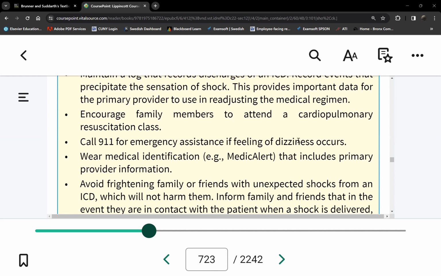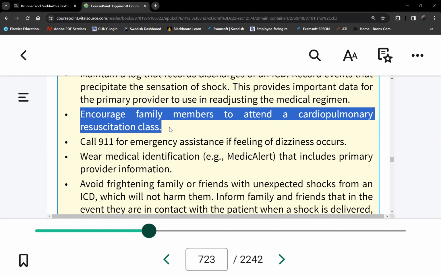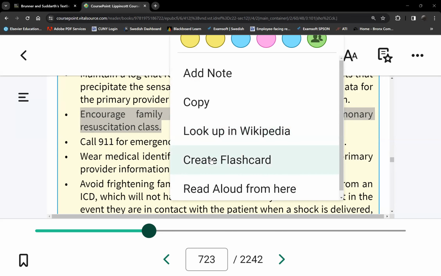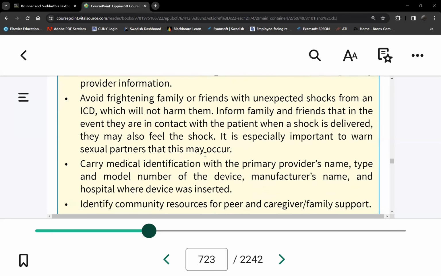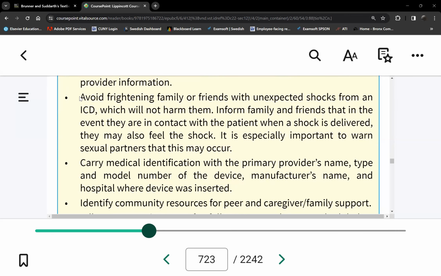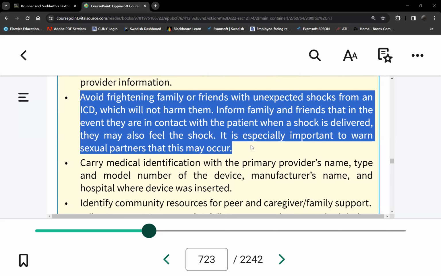So call 911. Should we teach the patient how to do CPR? Okay, the family, right? Because can you do CPR on yourself? Not while not breathing. So it has to be the family. Avoid frightening family members. Don't make it like a joke, like, they'll touch you, let me electrocute you. So avoid those.